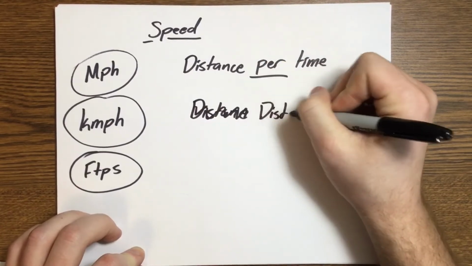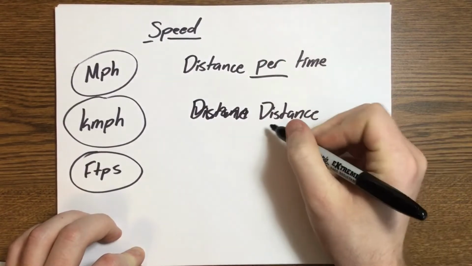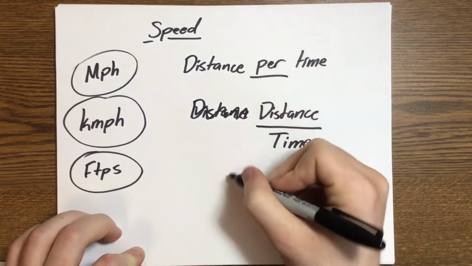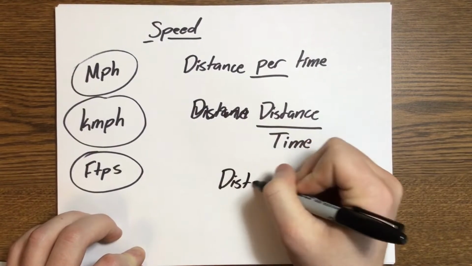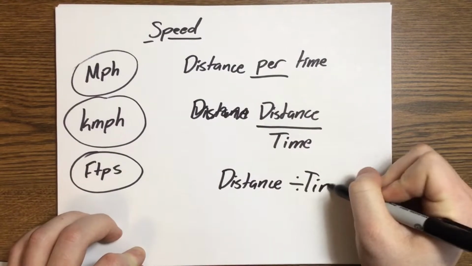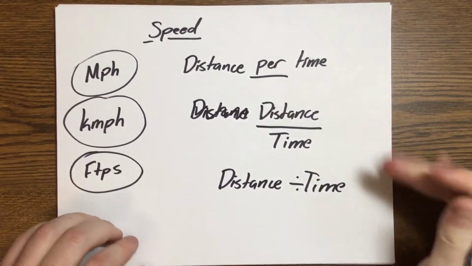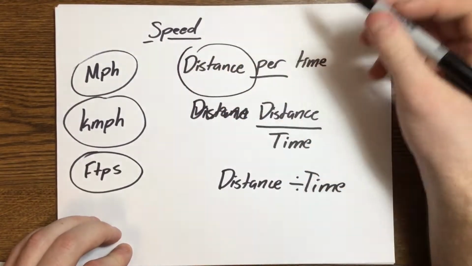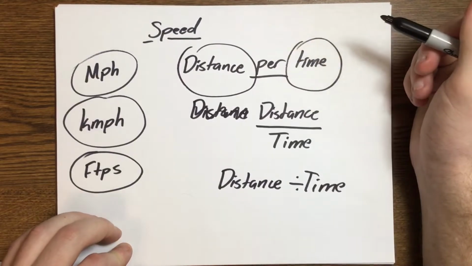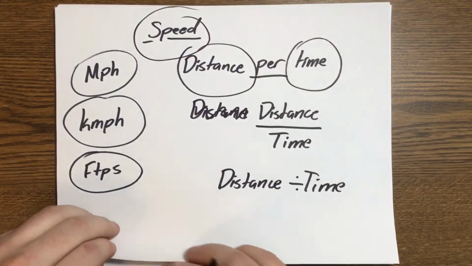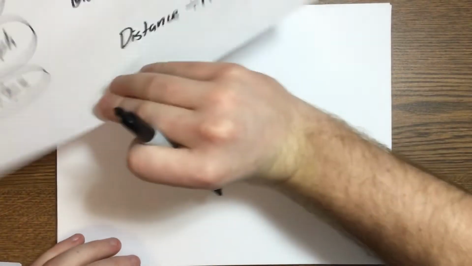Distance over time, or as we know, distance divided by time. So, using this, if we know the distance something travels and the time it takes them to travel there, we know their speed. So, on this sheet of paper, let's do a few practices.